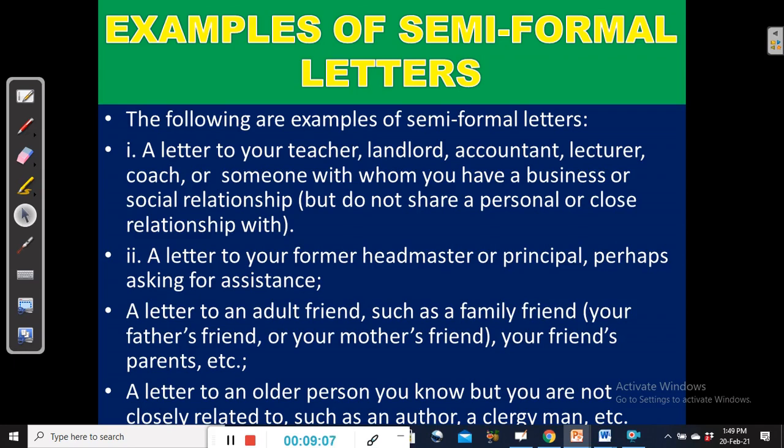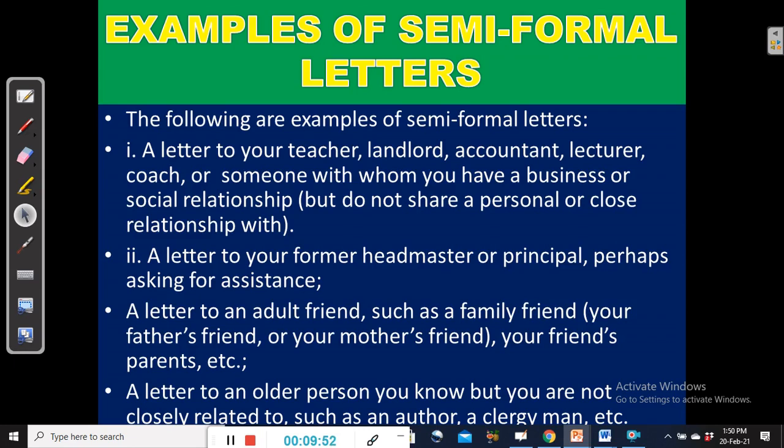If you are asked to write a letter to your father, of course, the word father has defined the relationship. You share a personal relationship with your father, so it is an informal letter. If you are asked to write a letter to the commissioner of works in your state, that has defined a kind of relationship. It's not someone who shares a personal relationship with you, and it is an official letter, so that makes it a formal letter. If you are asked to write a letter to your principal and you are discussing official matters of the school, it is a formal letter.